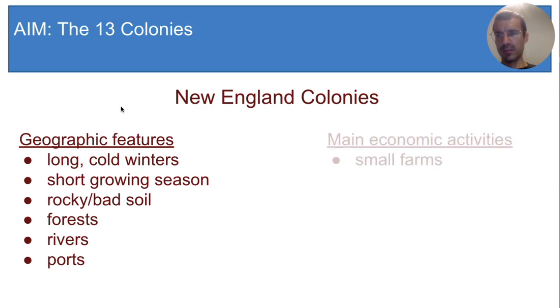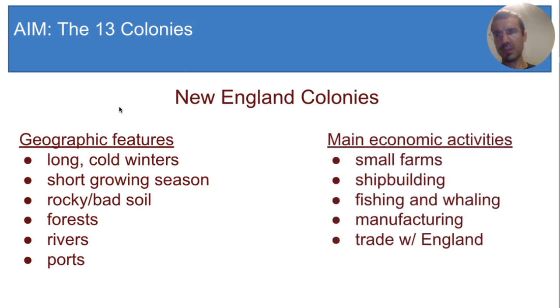Economically, the colonists in New England did have farms, but because it was hard to grow crops, their farms tended to be small. Instead, they also earned money by using wood to build ships. They did a lot of fishing and whaling in the Atlantic Ocean, and there was some manufacturing. That means turning natural resources into finished goods in factories. And finally, there were a lot of merchants who shipped natural resources and finished goods across the ocean to England.